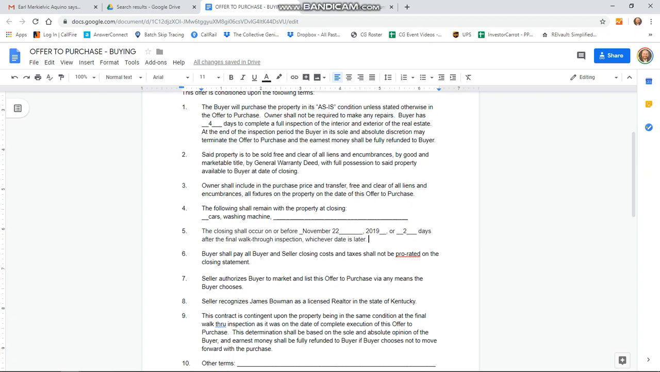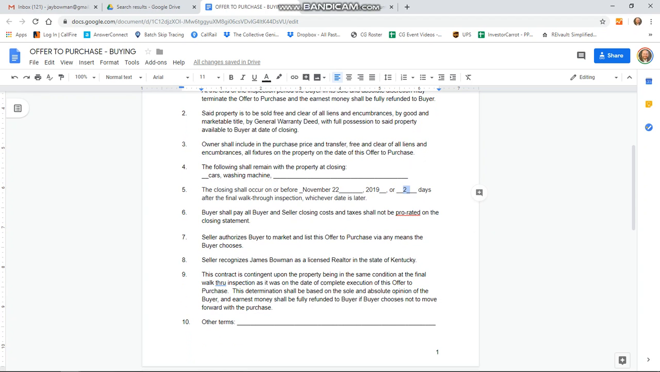Or if they flake on me and they didn't want to sell it, but I have the right to buy it, I can go and I can file this contract with the county, and nobody else can buy it before I buy it. So that's why that number is there. So this is the purchase date. This is the expected closing date, and then I usually just put 2 days after the final walkthrough or inspection.